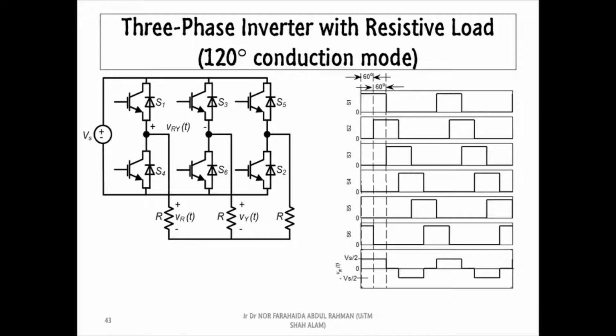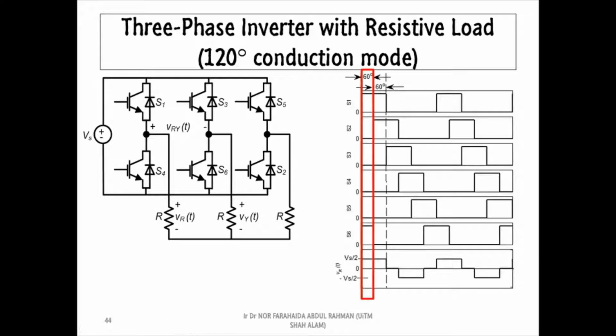Lastly, we will discuss the operation of a three-phase full bridge inverter with resistive load using different control techniques. I will start with the inverter controlled by the 120-degree conduction mode. In this video, I will show you how to sketch two phase voltages, which are red and yellow voltages, and one line voltage, which is VRY.